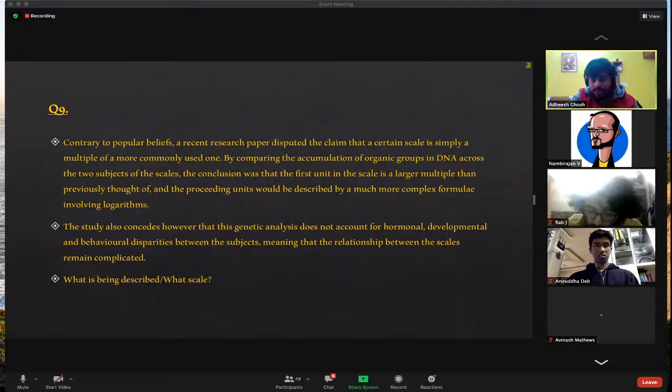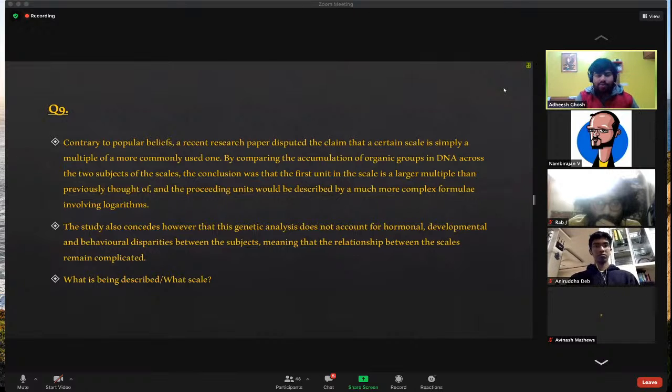Thank you. Right. So they basically said that even though we've gotten the mathematics down slightly more accurately, we can't say that this is a totally accurate scale, because there are differences in the release of hormones, in the developmental stages, and also the behavior. So you can't say that this is still a legitimate scale right now.